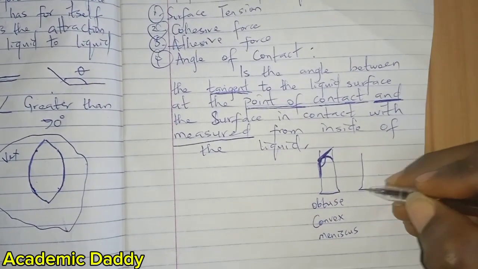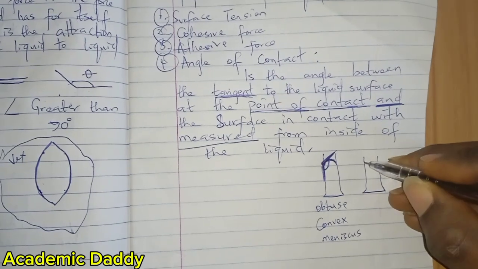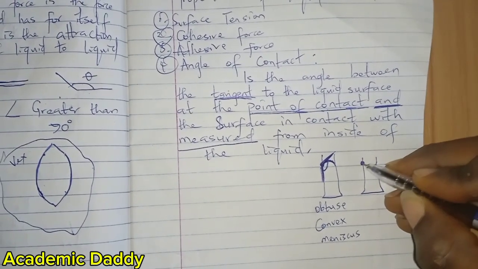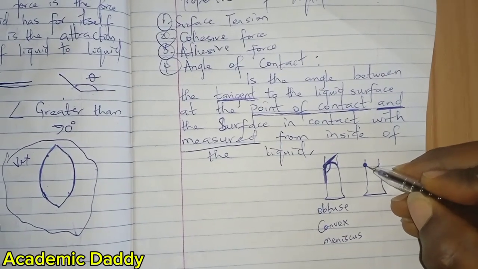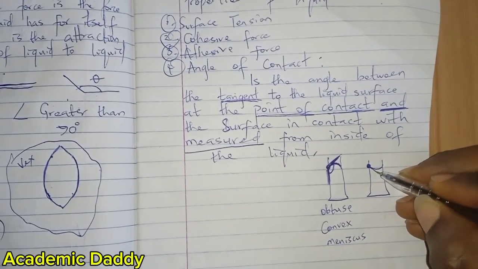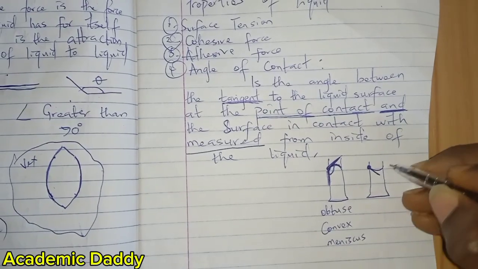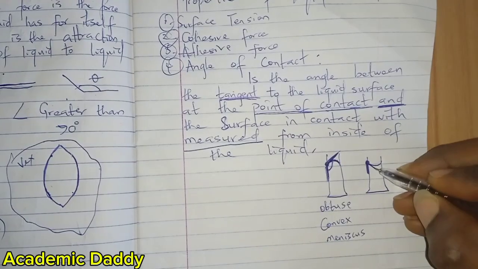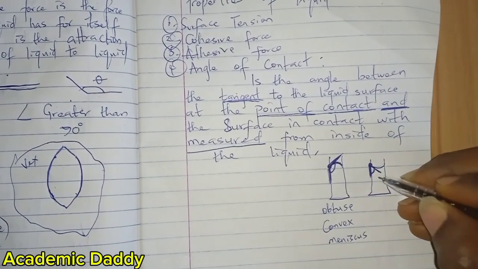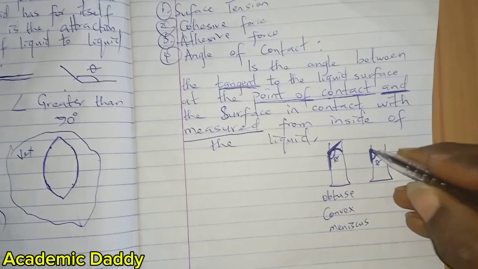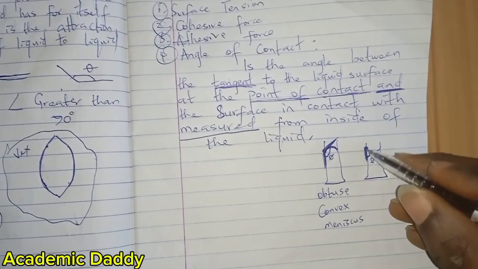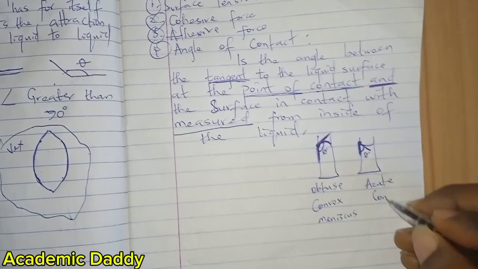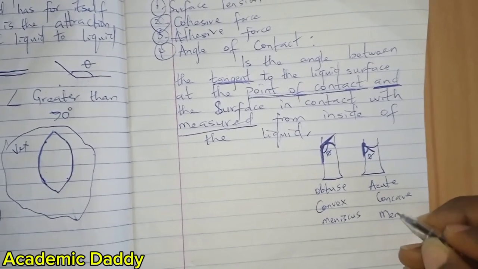While if it gives me a concave meniscus, let's do the center point of contact. Tangent to liquid surface, this is the tangent. I can draw it both ways. At the point of contact, measured from inside the liquid. So from inside the liquid, you can see that this angle here is less than 90. So acute for concave meniscus.